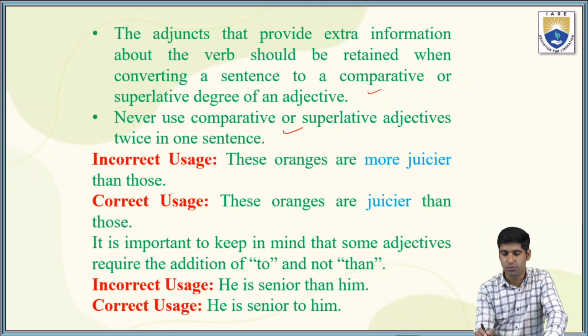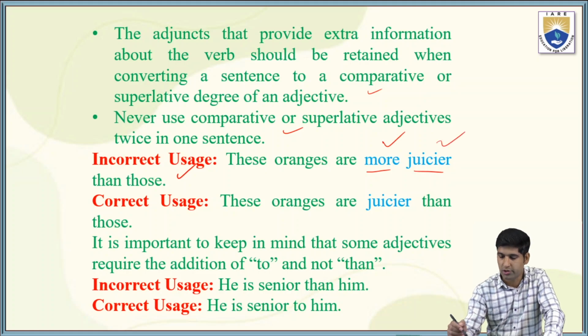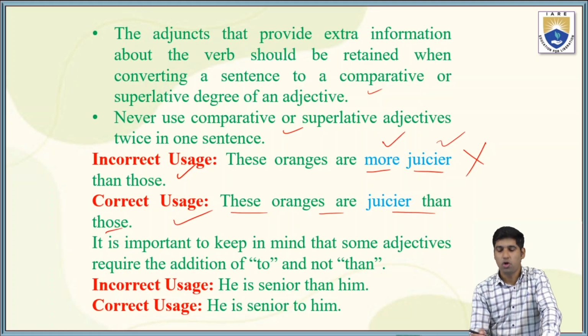This is an incorrect use: These oranges are more juicier than those. More is a comparative degree, juicier is also a comparative degree. So this is incorrect. What is the correct use? These oranges are juicier than those. By this single comparative degree, we come to know they are juicier than the others.